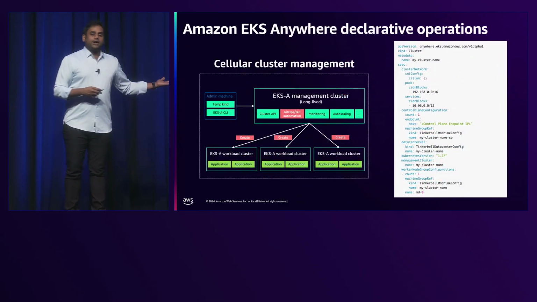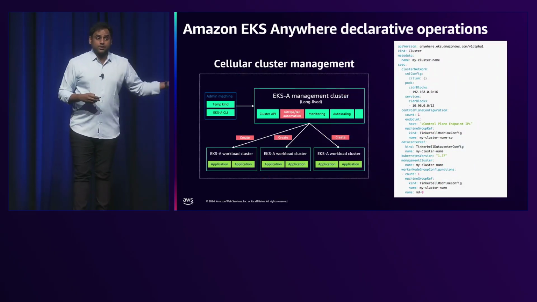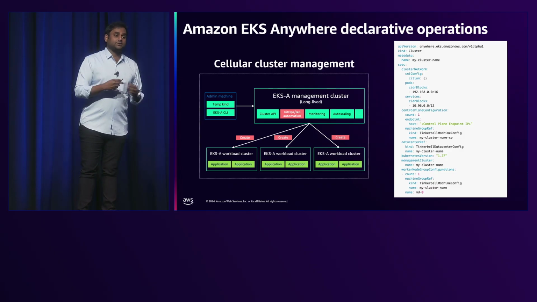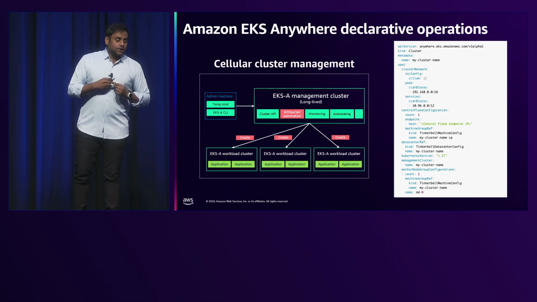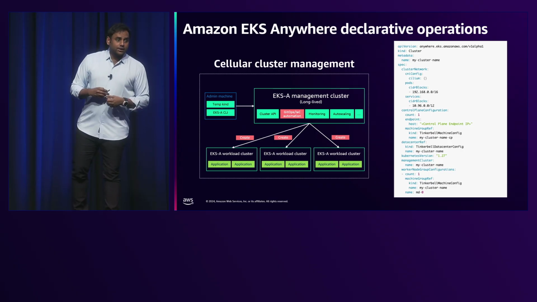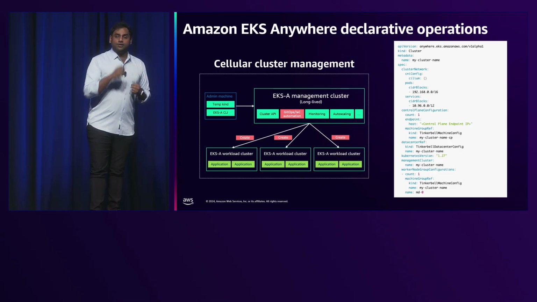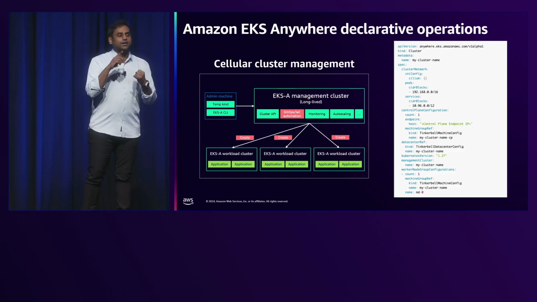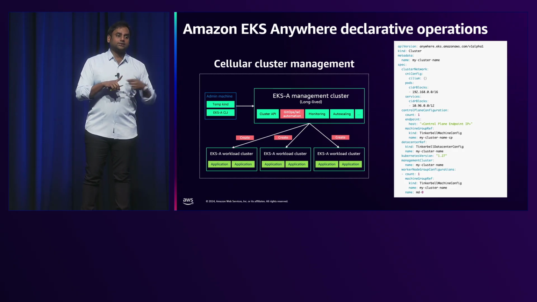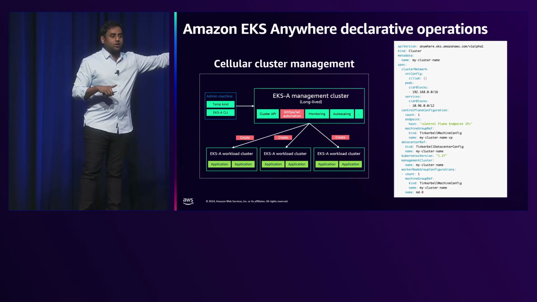Now, the declarative options and the cellular cluster management, which is very important for customers running hundreds of Kubernetes clusters in their environments today, right? So the interface that you use to create your EKS Anywhere clusters is a very simple YAML based configuration. This is the configuration file where you define the cluster specifications that include the name, the network name, and also the number of control plane nodes that it has to create, and the worker node configurations, everything goes into this YAML-based configuration.